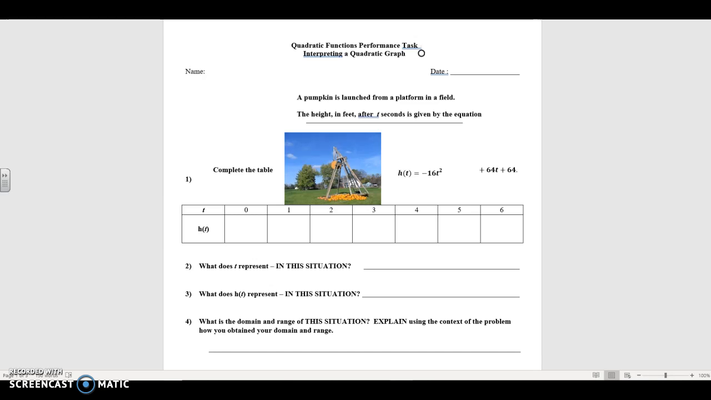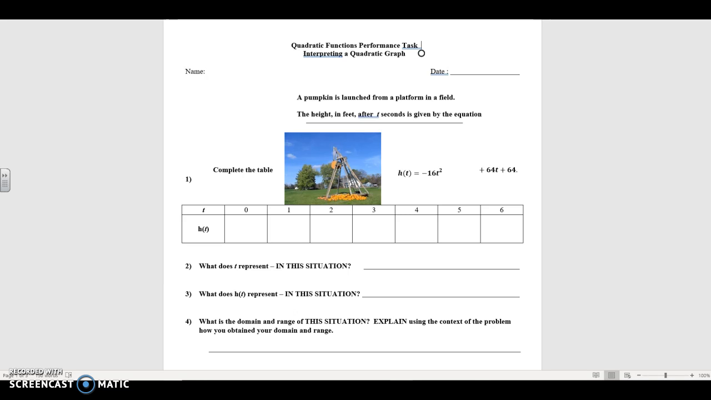So Pumpkin is launched from a platform into a field. The height in feet after t seconds is given by the equation h of t equals negative 16t squared plus 64t plus 64. So the first thing we need to do is fill out the table.